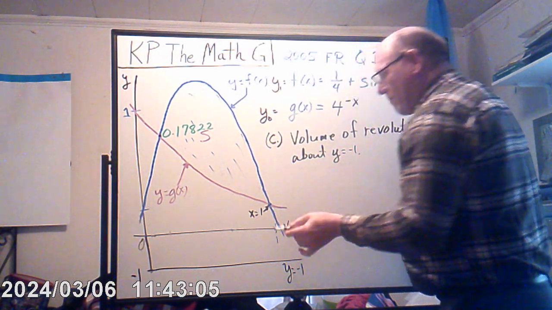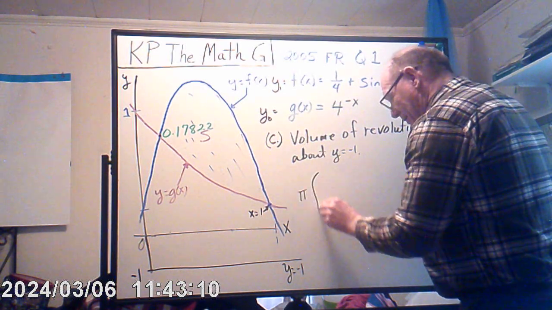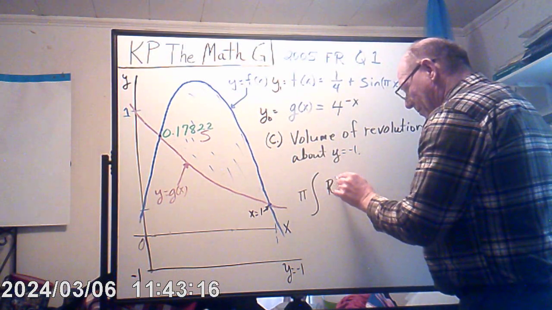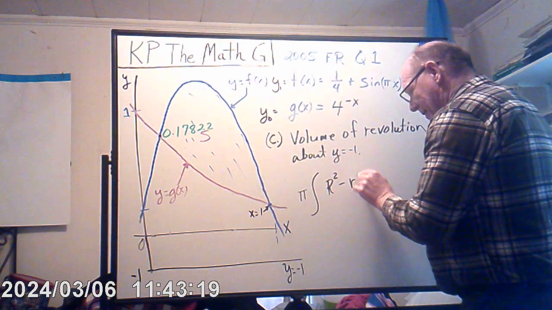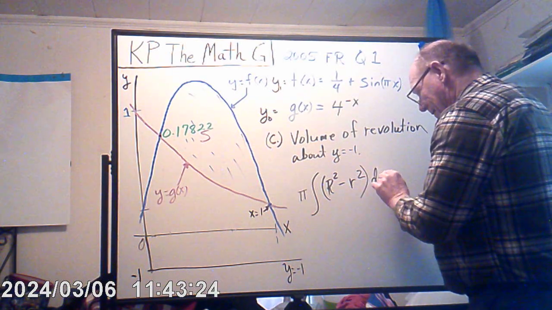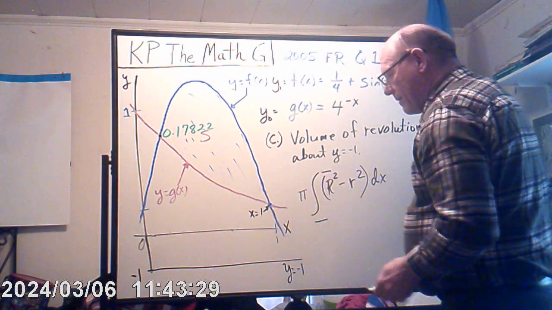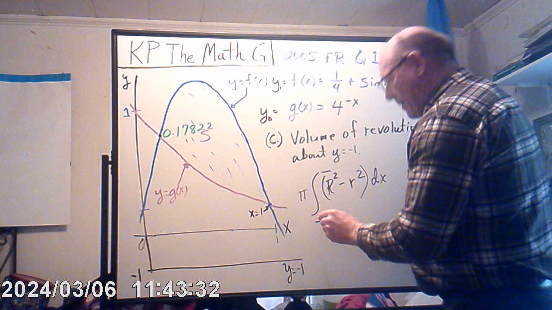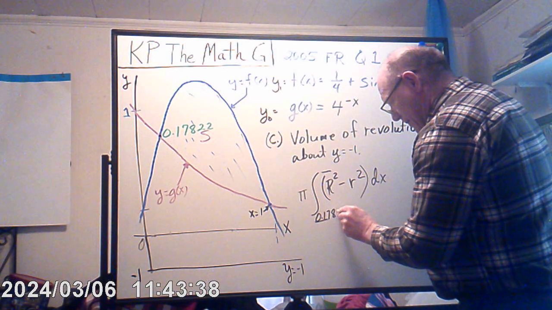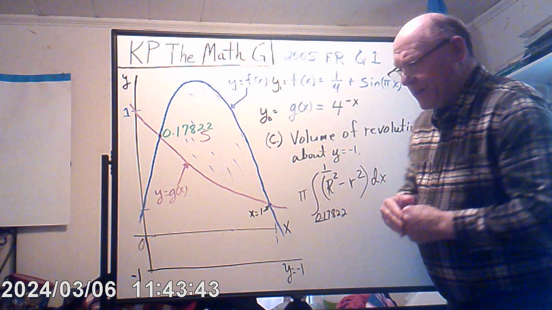To begin with, remember that when we do volume, this is pi, we're integrating, and then of course we have r squared. Actually, in this case, we might have a big R and a little r, and then dx. Then we have to know our limits of integration, and in this case they are from 0.17822 to 1.